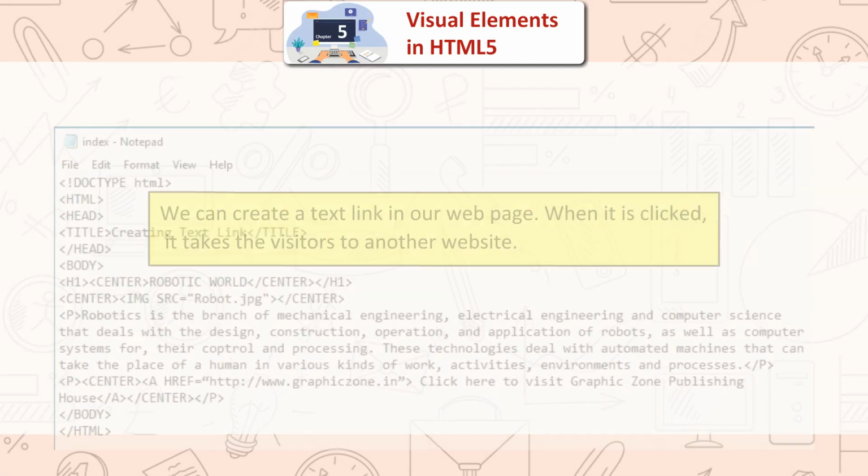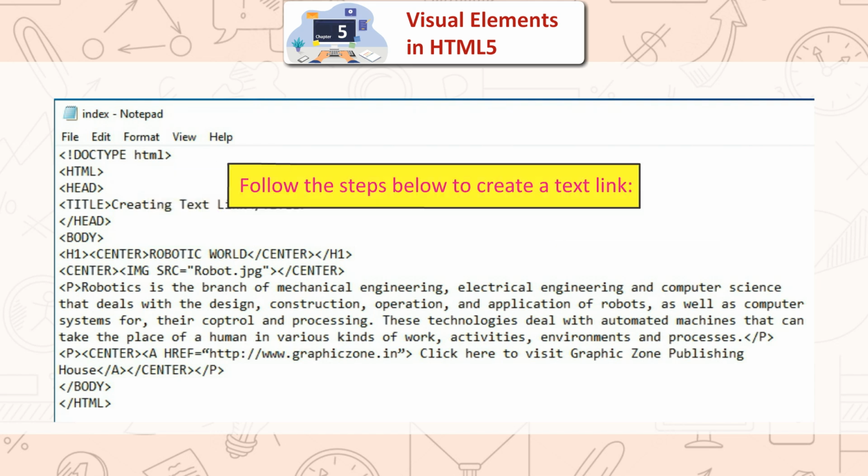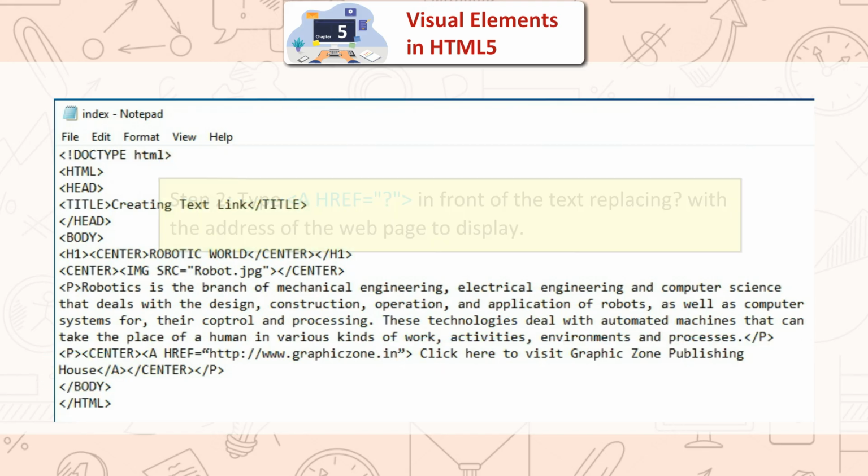Creating text links. We can create a text link in our web page. When it is clicked, it takes the visitors to another website. Follow the steps below to create a text link. Step 1. Type the desired text for visitors to click on in order to display another web page.